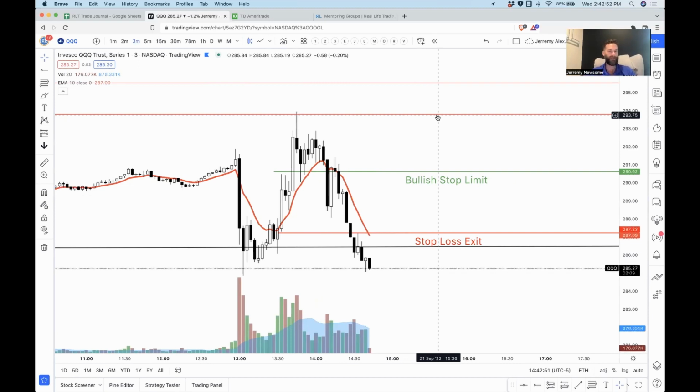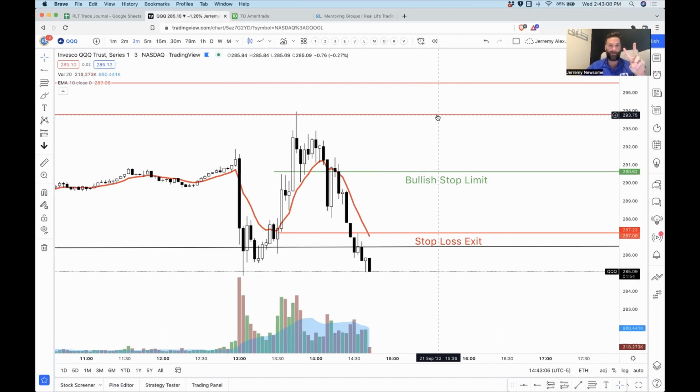I know that sounds like, yeah, we know, bro. But the point I'm getting at is most new traders or traders who are not profitable, they win small amounts of money and they lose larger amounts of money.